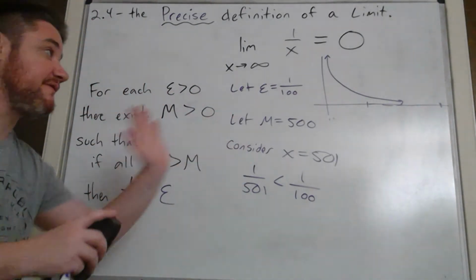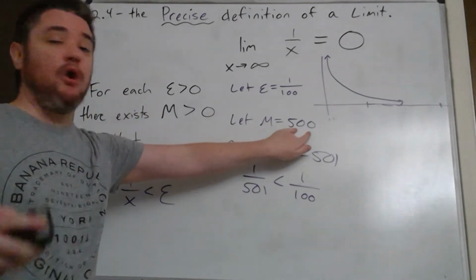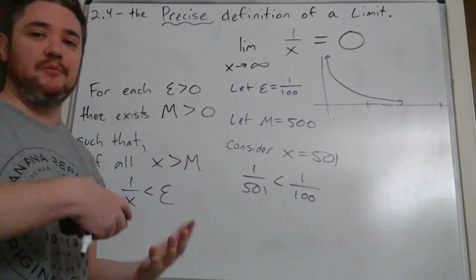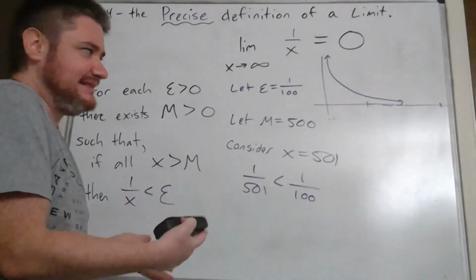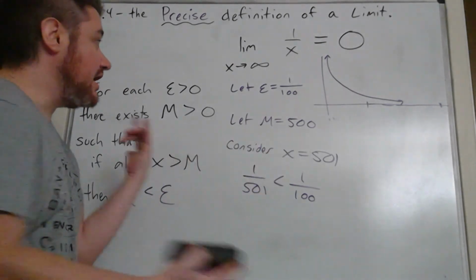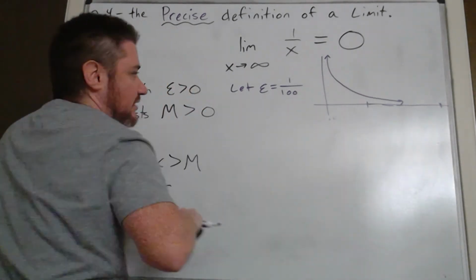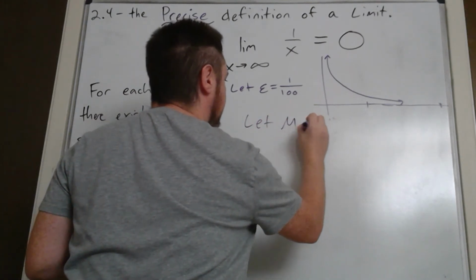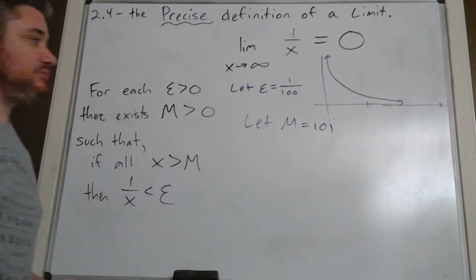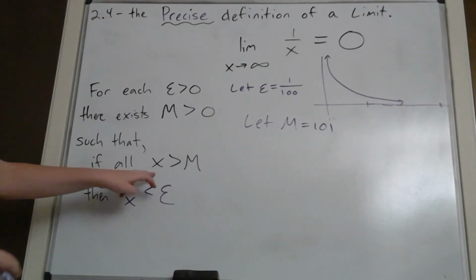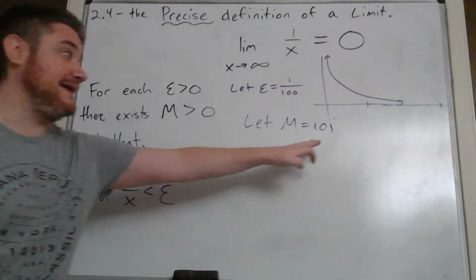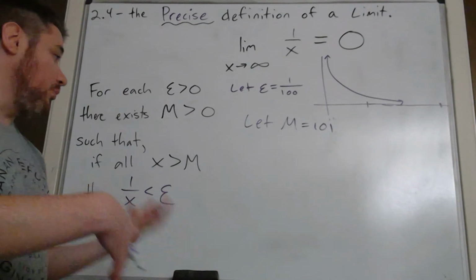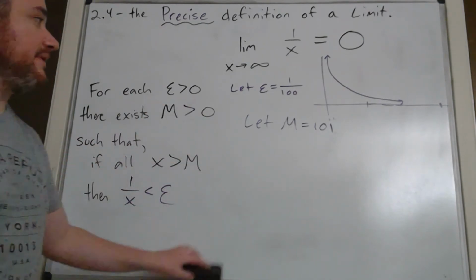I proved that I can go far enough. Is 500 overkill? Could I have chosen smaller? We saw 8 was too small; 8 didn't work. 500 works, so you can play around. I could say let m be 101. Will that work? Sure, because if I go to the next whole number, anything larger than 101 will work because of the denominator issue I argued.